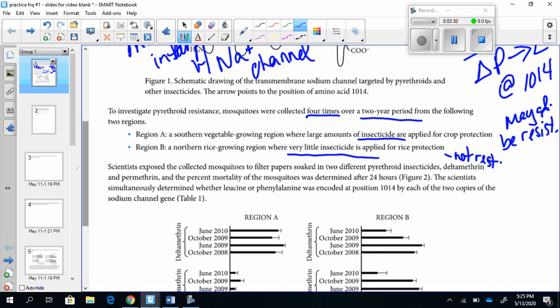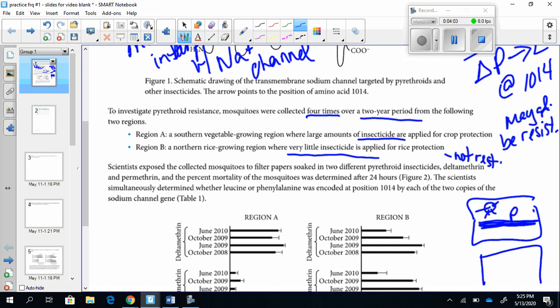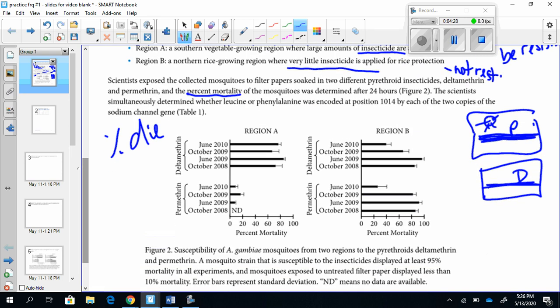All right, so scientists exposed the collected mosquitoes to filter papers soaked in 2 different P insecticides, D and P. And the percent mortality of the mosquitoes was determined after 24 hours. Basically they take the mosquitoes. Here's my little mosquito, my little flying bug. They put it into a container, and in here is soaked filter paper. Some of them they do with the P, and some more with the D. They're going to do this for region A and for region B. Percent mortality means the percent that die. Once they figured out how many had died, they figured out if leucine or phenolphthalein was at that position.